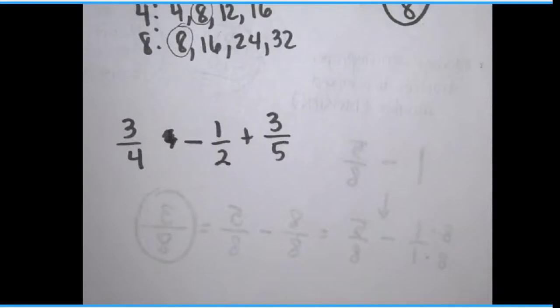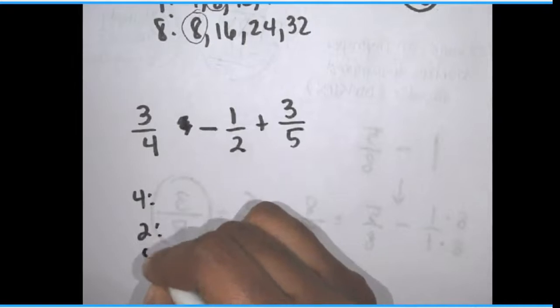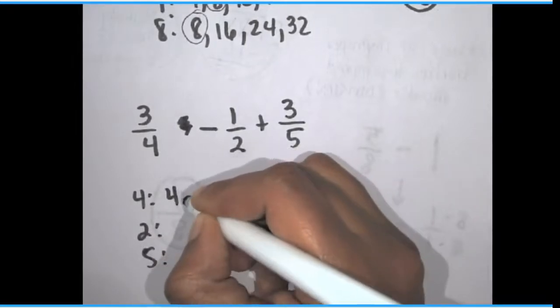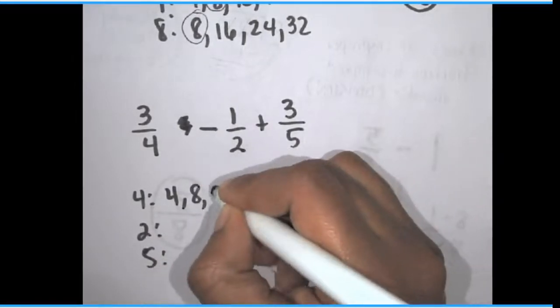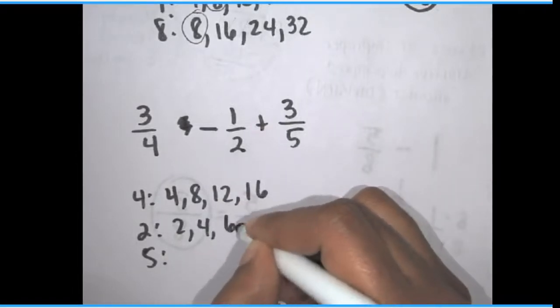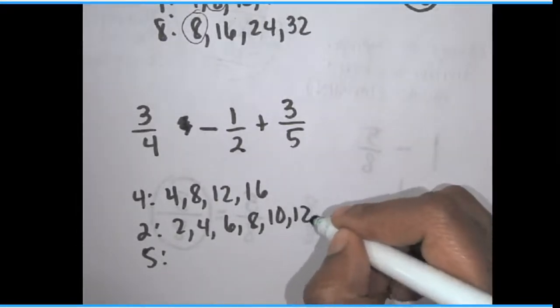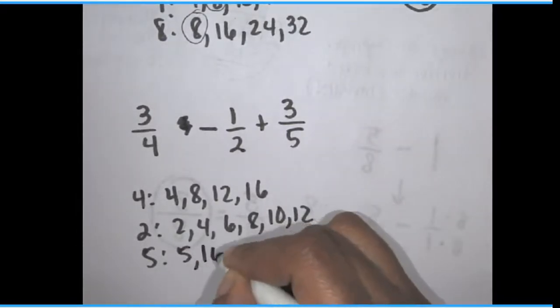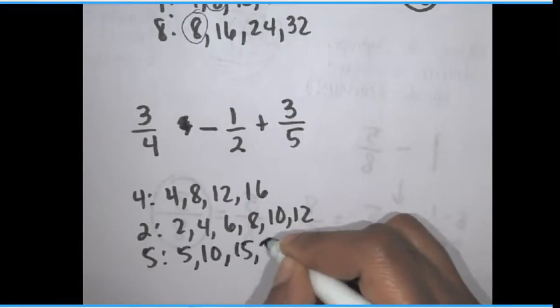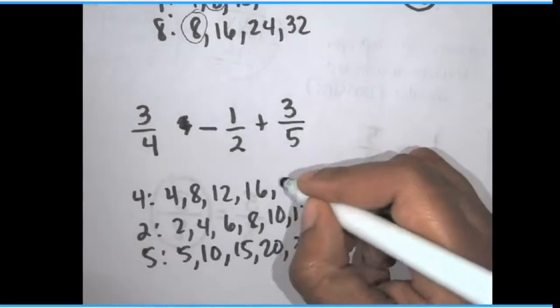Okay? So in this case, we want to look for our multiples of the 4 family, the 2 family, and the 5 family. So 4 times 1, 4 times 2, then 12, then 16, 2, 4, 6, 8, 10. You can add one more, 12. Then I have 5, 10, 15, 20, 25. Okay, and I'm just going to scan. I can do one more here, 20.